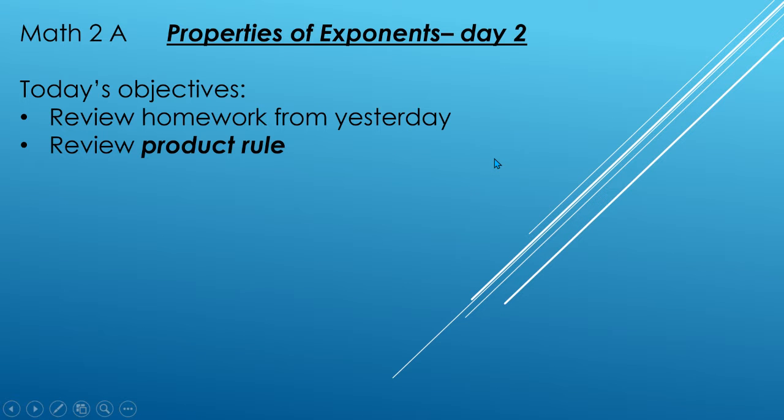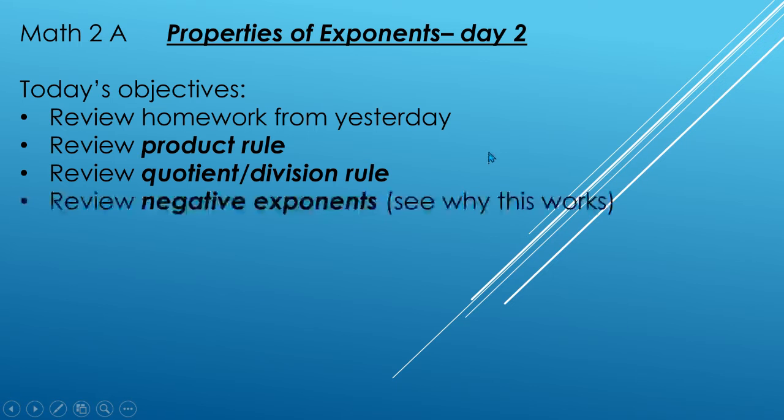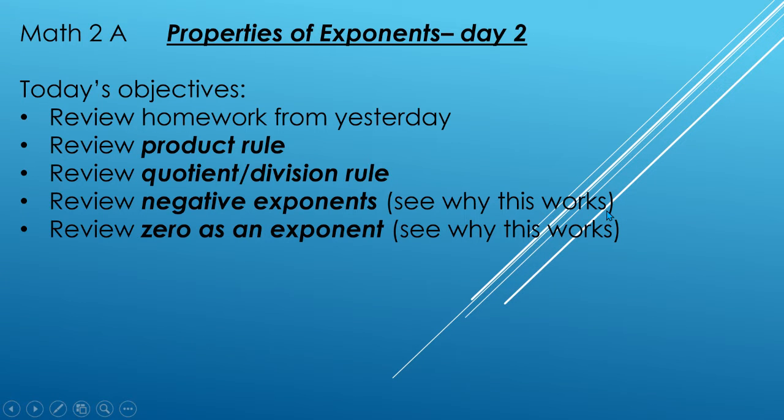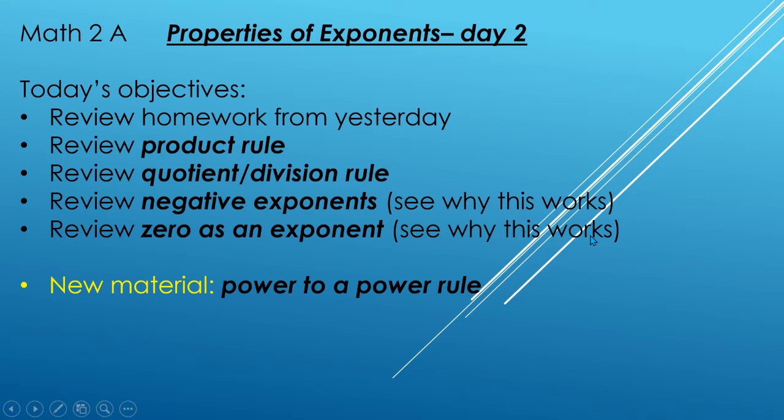So in this lesson, we do a review of the product rule, a review of the quotient division rule, negative exponents, and we see why the negative exponent rule works, and then zero as an exponent, see why this works, and then finally some new material, the power to a power rule.